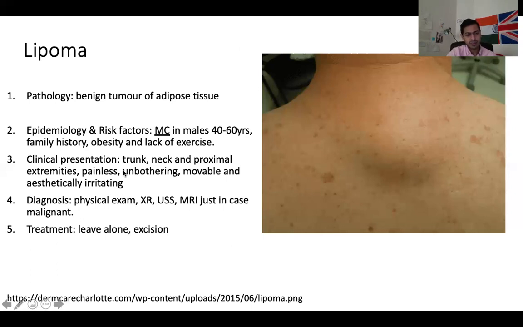It's usually painless. It doesn't usually bother many people, and it's movable. So in the first slide, as I mentioned, an osteoma, it's a non-movable mass. This is movable. When we say it's movable, we mean that it's very superficial, because if it was non-movable, then it would possibly have infiltrated muscle, therefore it would be less likely to move. Whereas if it's superficial, we can move it about. And aesthetically, it's obviously very irritating.